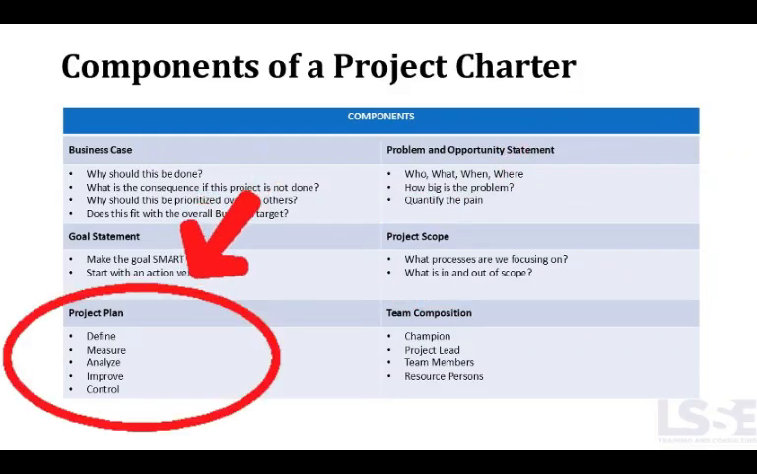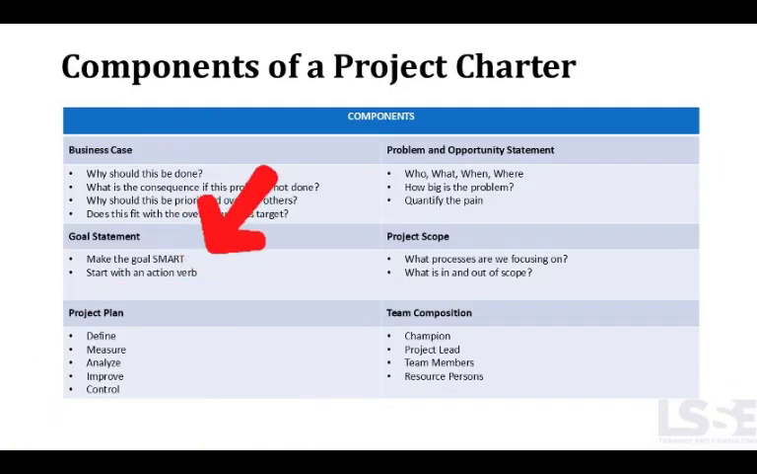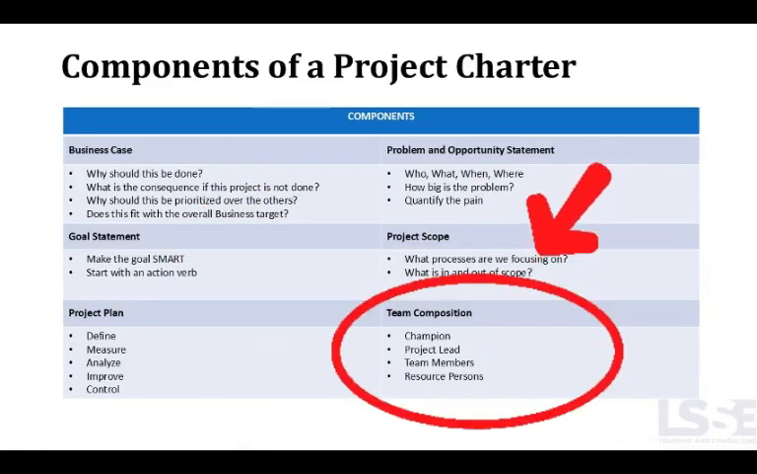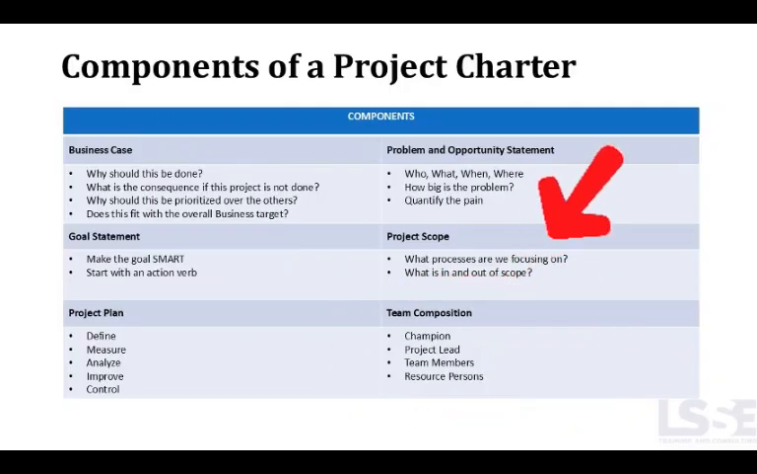Number 5, the project plan. This is your roadmap. It outlines the phases you'll work through: define, measure, analyze, improve, and control. The full DMAIC cycle. Number 6, team composition. Every project needs the right people. You'll need a champion, the executive sponsor who clears roadblocks, and a project lead, the person driving day-to-day execution.